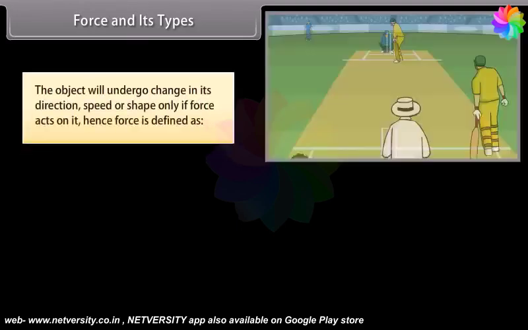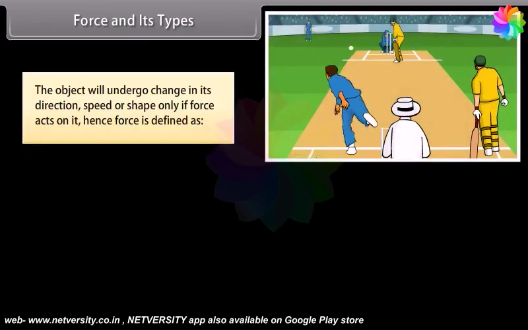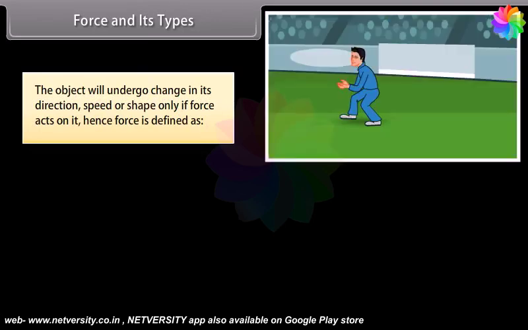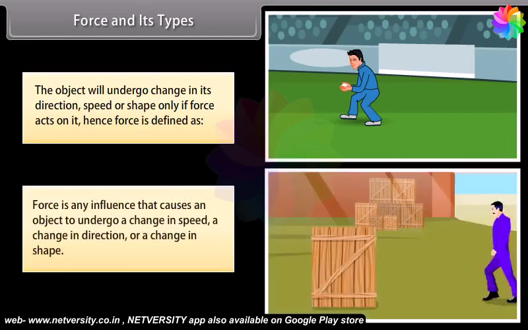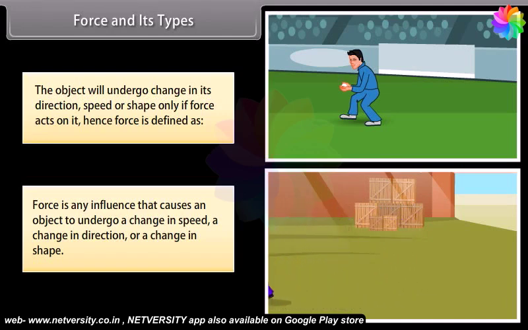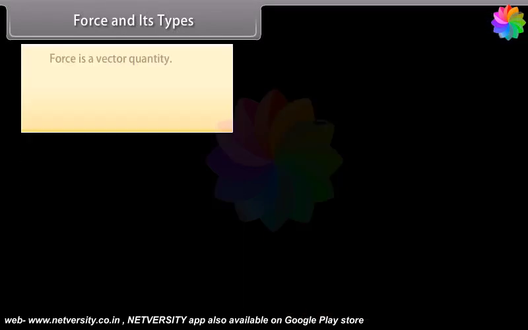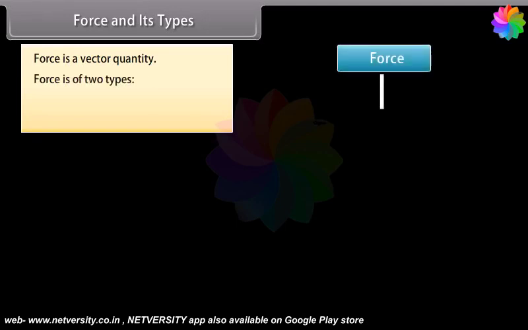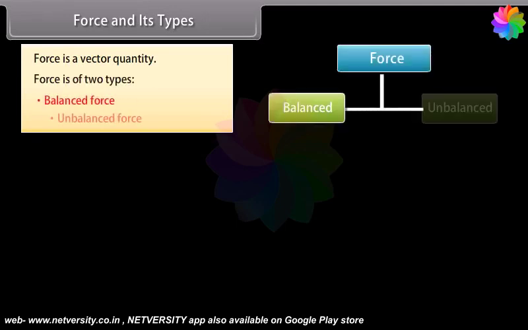Force and its types. An object will undergo a change in its direction, speed, or shape only if a force acts on it. Hence, force is defined as any influence that causes an object to undergo a change in speed, a change in direction, or a change in shape. Force is a vector quantity. Force is of two types: balanced and unbalanced.